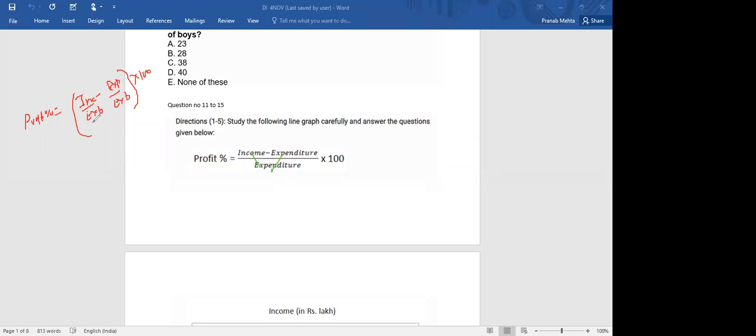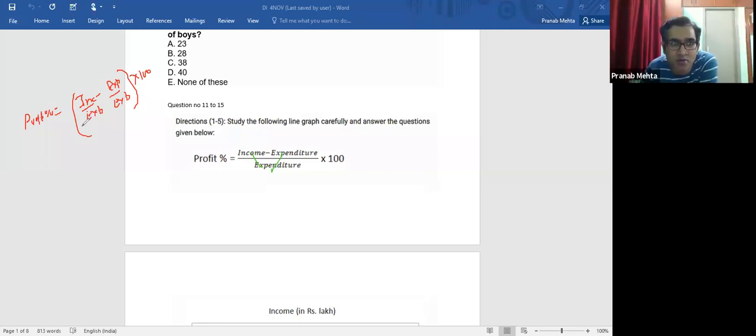Sir, I think in the last class you told this as 1 plus profit percent by 100 equals income by expenditure. Yes. So people who remember this, good. For people who don't remember, I'm doing it: income by expenditure minus expenditure by expenditure into 100. So basically I get profit percent is nothing but income by expenditure minus 1, and here we divide by 100. Why dividing by 100? This 100 comes to this side. Now the minus 1 goes to the other side: 100 plus profit percent by 100 is equal to income by expenditure.